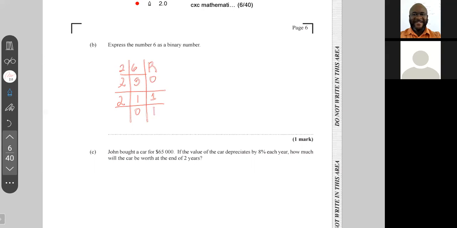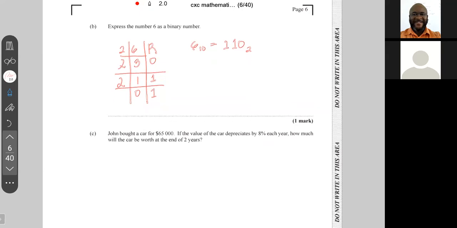Ladies, gentlemen, 6 base 10 is equal to, reading the remainder column from the bottom up, 1, 1, 0 base 2. So 6 base 10 is 1, 1, 0 base 2.